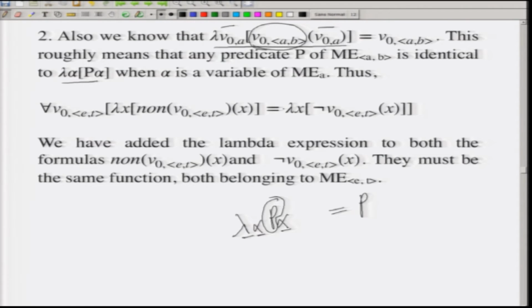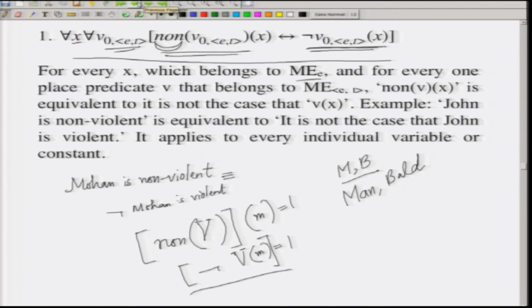Why so? Because these two are essentially the same thing. Both are lambda expressions, right? Both are lambda expressions, and they are identical. So what we did, everything is the same. We just added lambda expressions to both sides. If we see the previous slide, we just added a lambda here and we added a lambda here. That's it. That much we did.